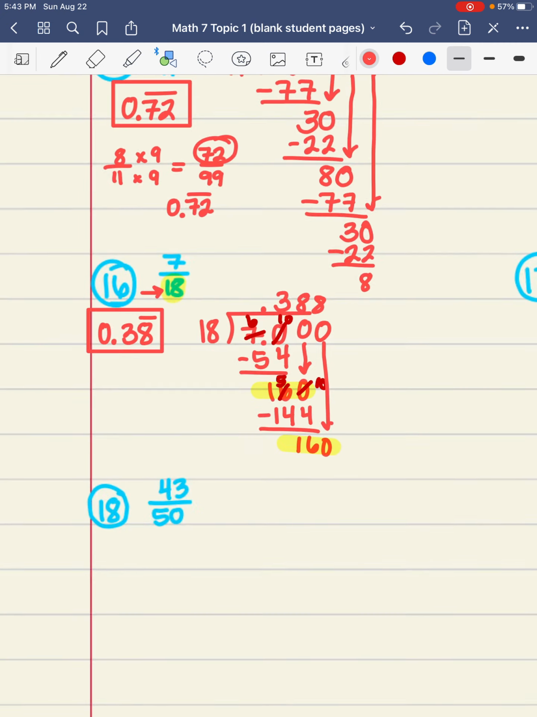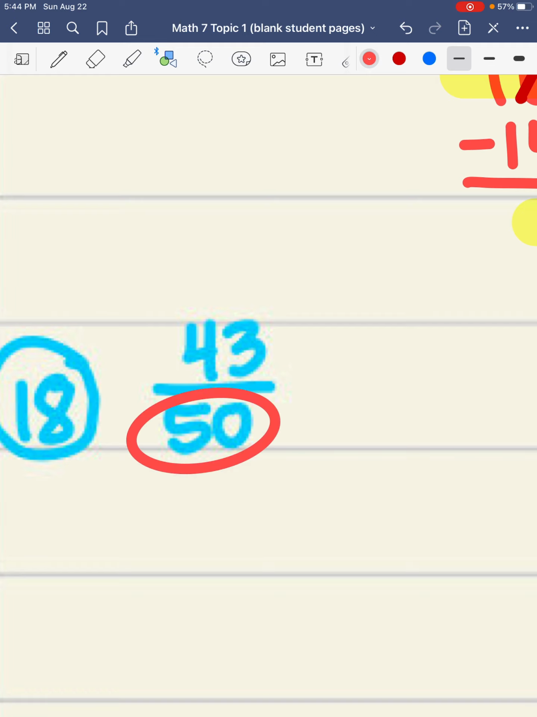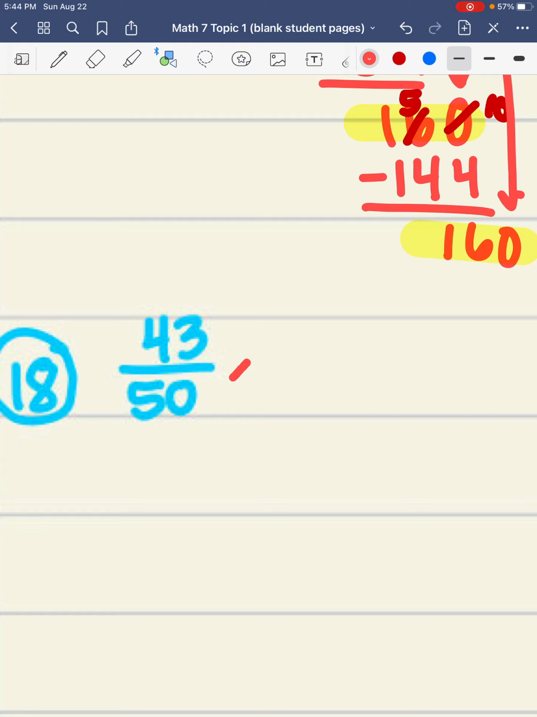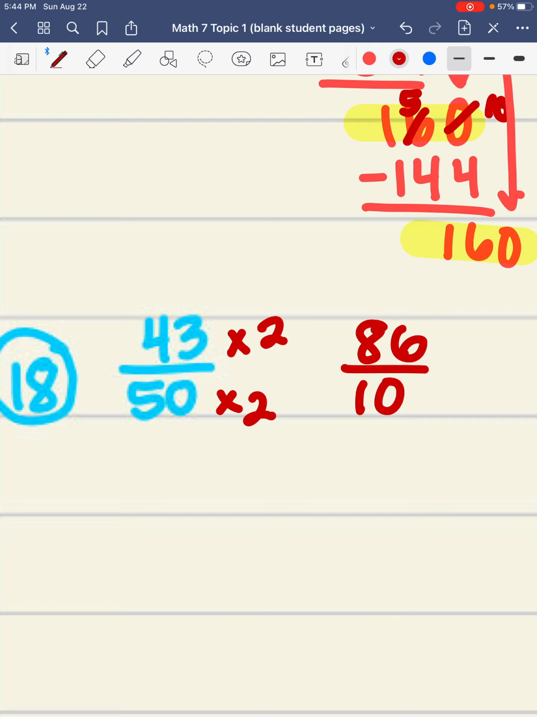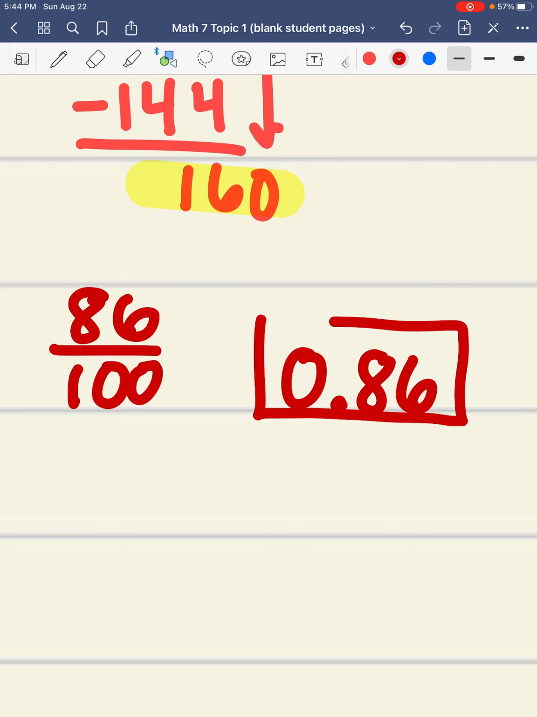And finally, number 18. So I do want to teach you a little trick with this one. So we see how our denominator is 50, right? Well, 50 times 2 would make 100. And I could multiply our top by 2 as well. So if I do that, I would get 86 over 100. Well, how do I write that as a decimal? Wouldn't I write that as 86 hundredths? Just like that? Well, I sure would.